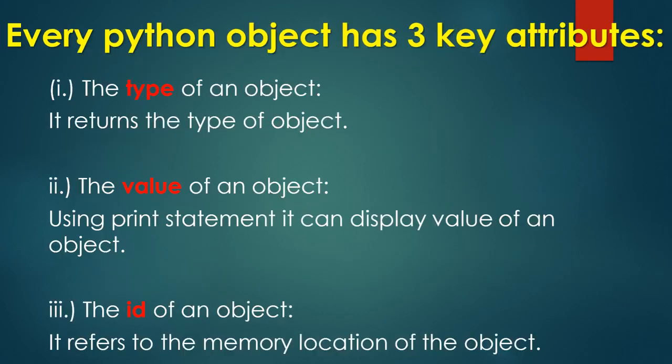A Python object has three key attributes. The first one is the type of an object, which returns the type of the object. Next is the value of an object; using the print statement, we can check the value of the object. Next is the ID of an object, which refers to the memory location of the object. The ID you have already seen, how this ID works.